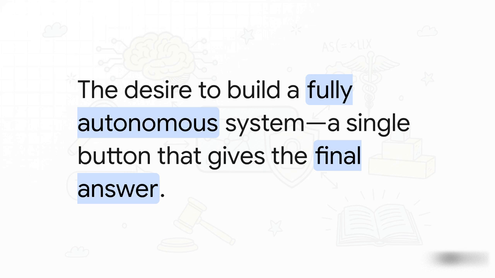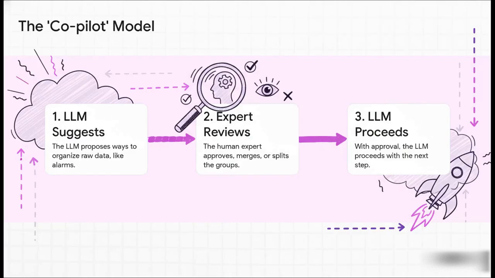A black box, even a brilliant one, is just not trustworthy. And that's why the Copilot model is so much more effective. Instead of doing everything at once, the system works in stages, and it gives the human clear points of control. So the LLM might suggest, hey, here's how you could group these alarms, but then it stops. It waits for the human expert to look it over, maybe make a few changes, and give the thumbs up. Only then does it move on. That sense of control is absolutely everything for getting people to adopt your tool.